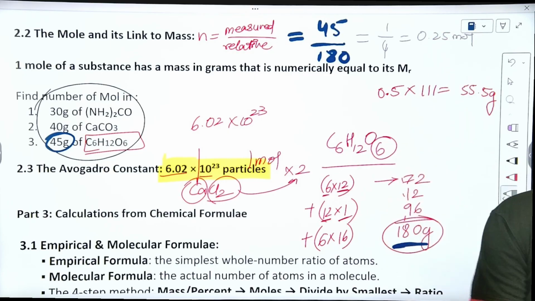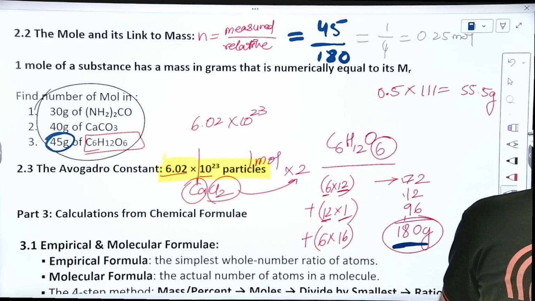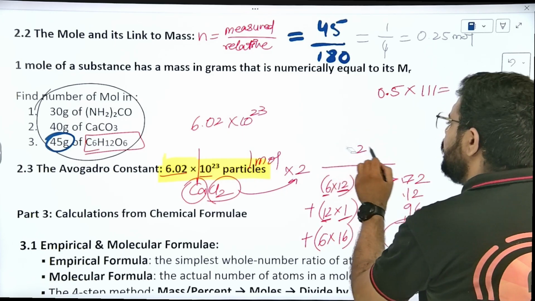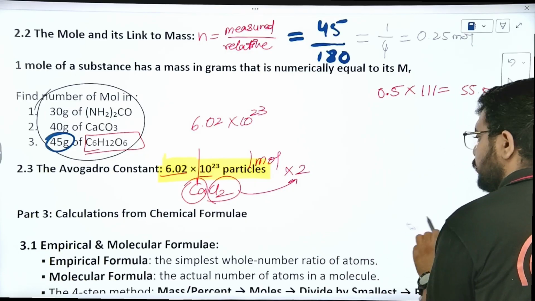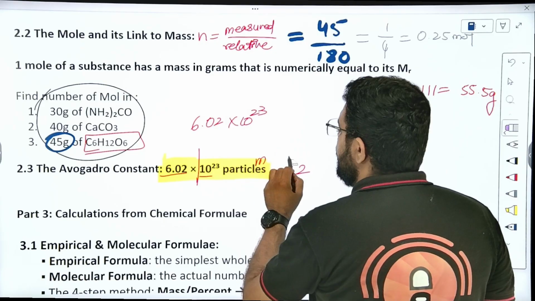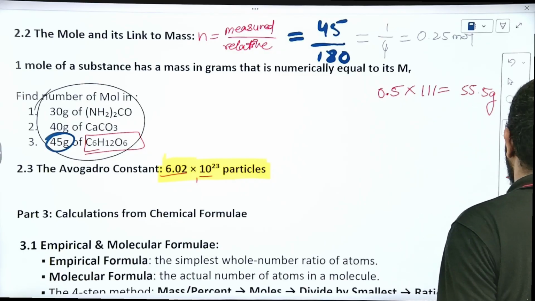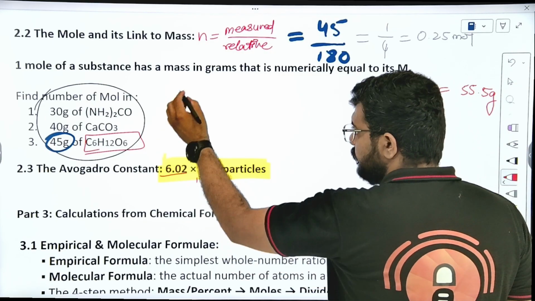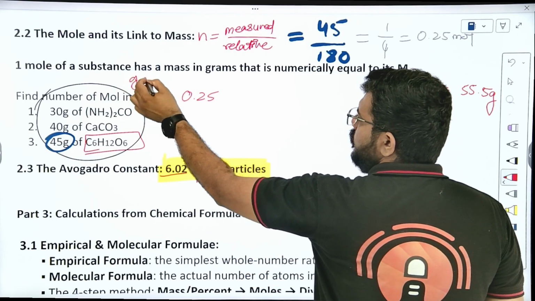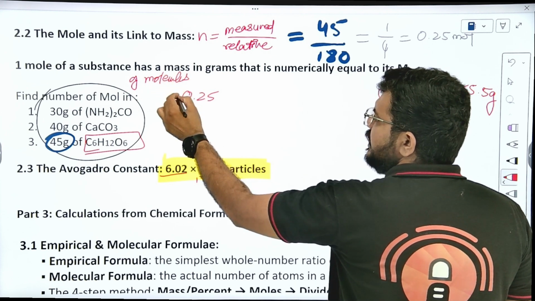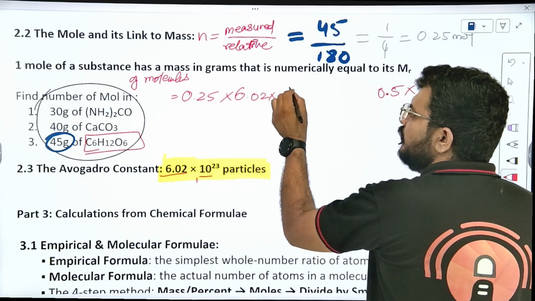Okay, I have 0.25 moles of glucose molecule. How many atoms and how many molecules of each of them exist? Let's understand that number over here. So in 0.25 mole, the number of glucose molecules is equal to 0.25 into 6.02 into 10 to the power 23.